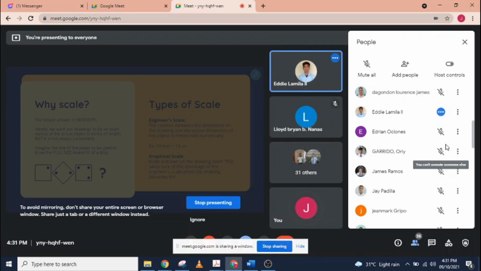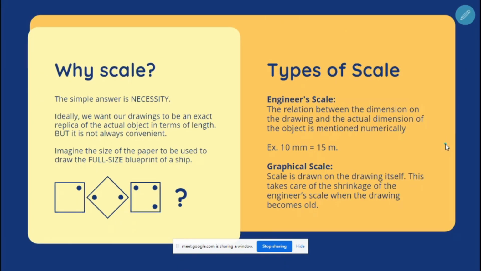Okay? Example niyan will be 10 millimeters equals to 15 meters. Okay. So what this means, guys, is sa drawing, isusulat daw natin talaga ito. Engineer scale na sa kada 10 mm or 10 millimeters na dinodrawing natin, that is actually equivalent to 15 meters sa actual. So that's one type of scale.